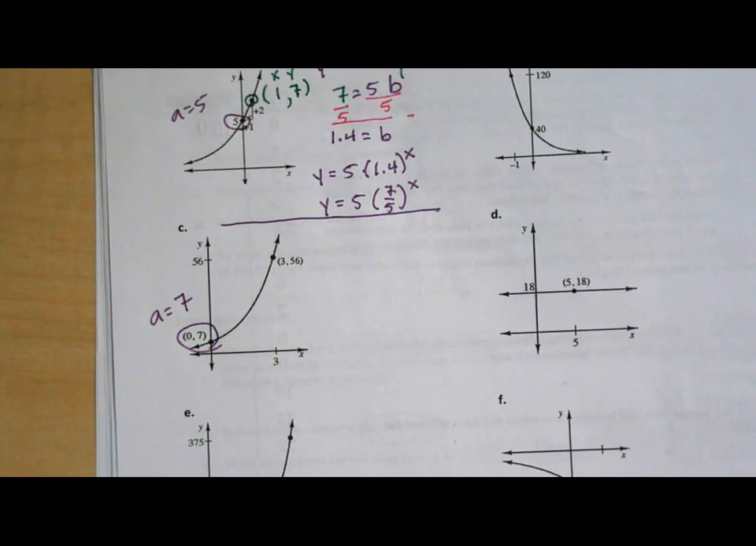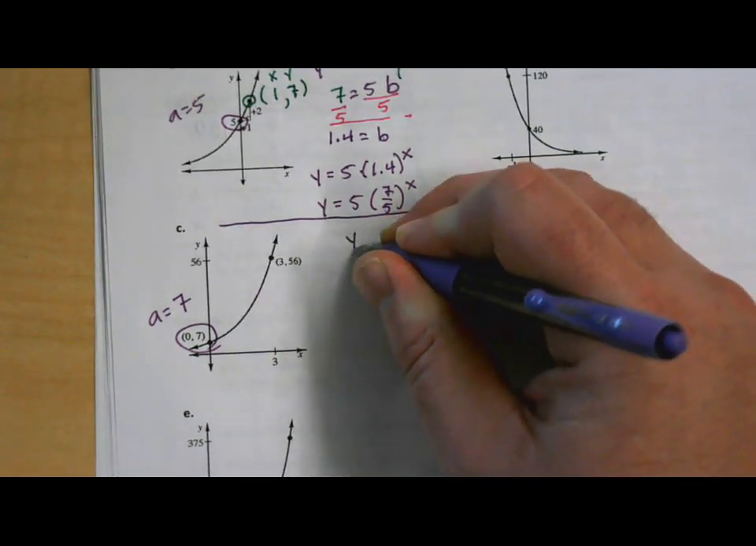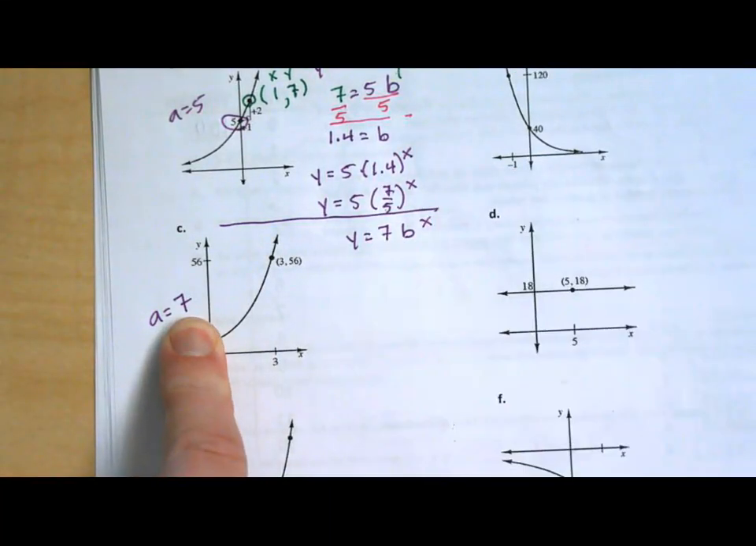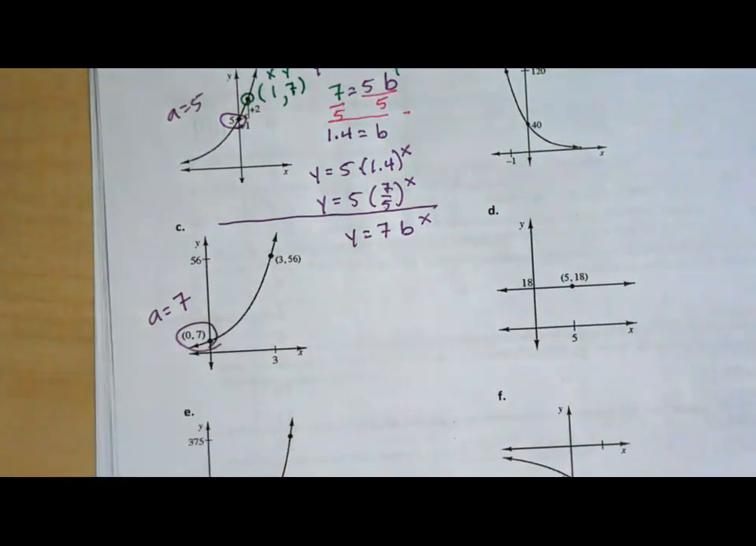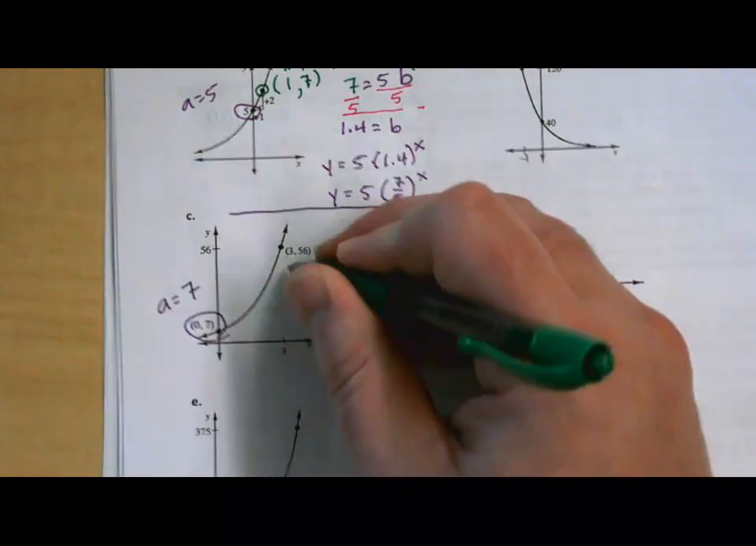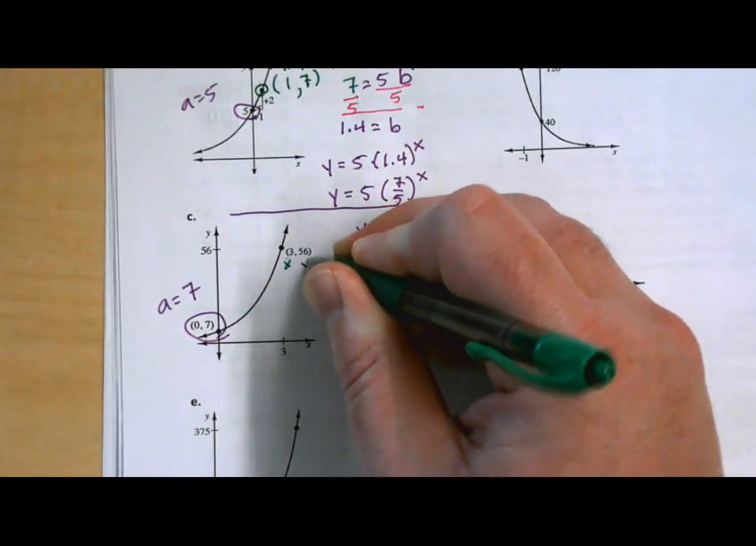So let's write down as much of the equation as we can. It's y equals a times b to the x, but I know what a is, so I put a 7 instead of the a. And if we want to find b, one way we could do it is put some x and y coordinates in there. Luckily I've got another point. This time they actually gave me the coordinates. I didn't have to do any thinking to get it.